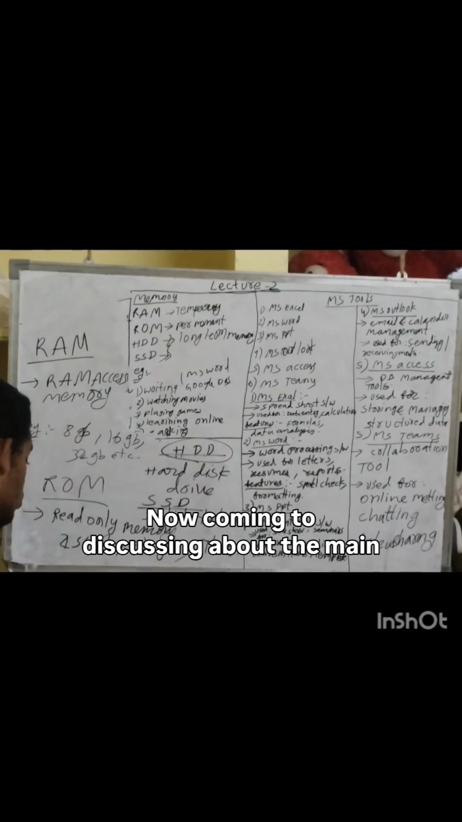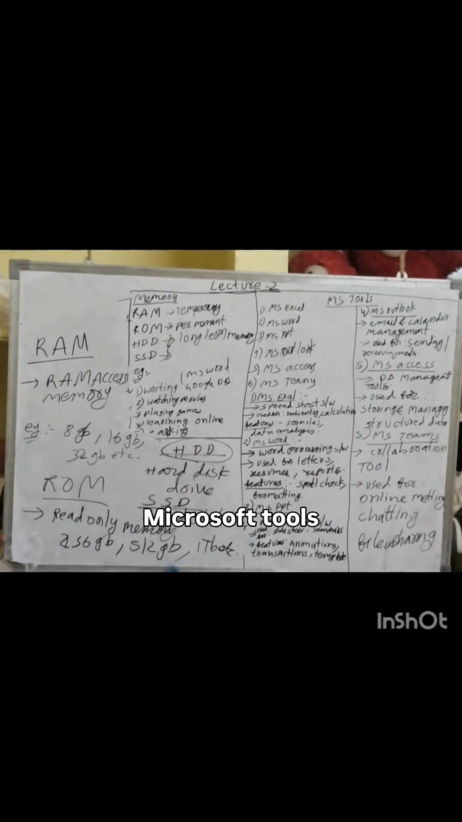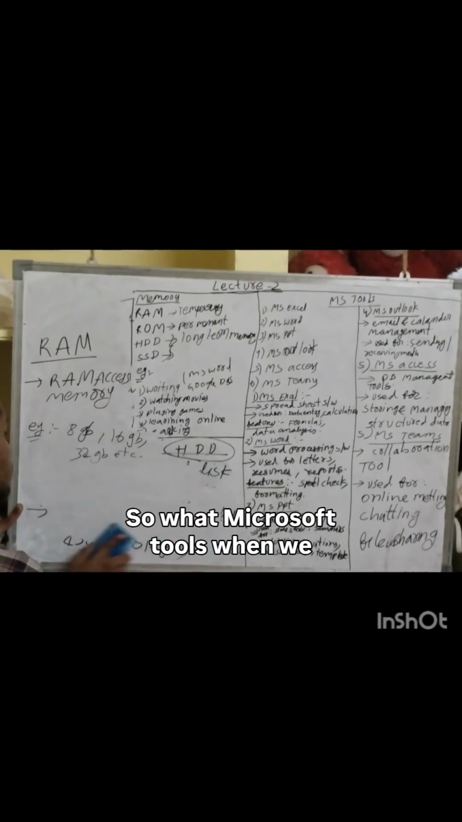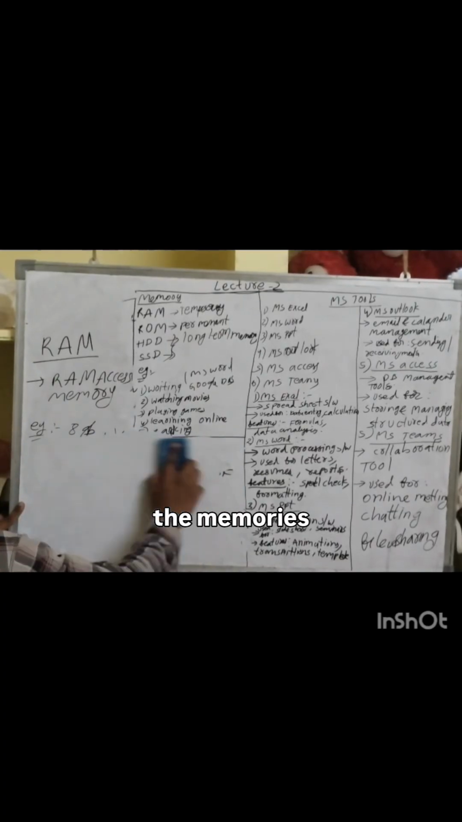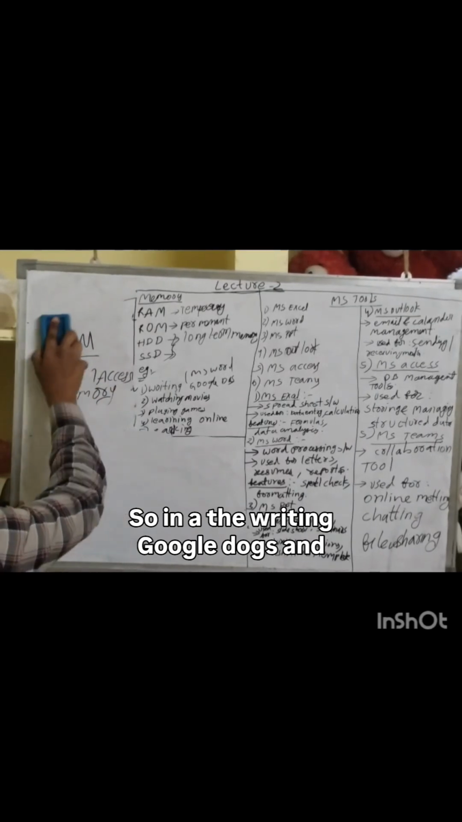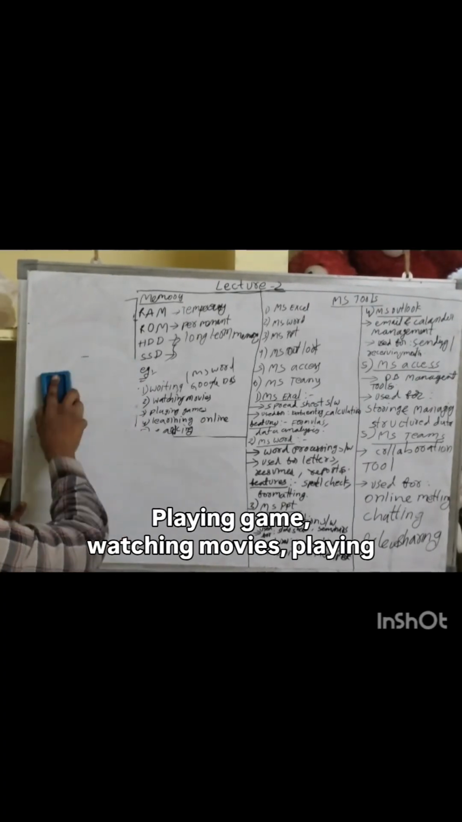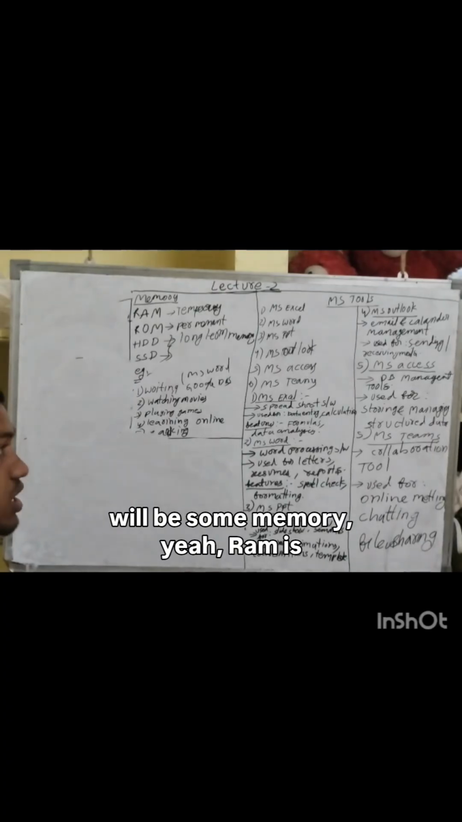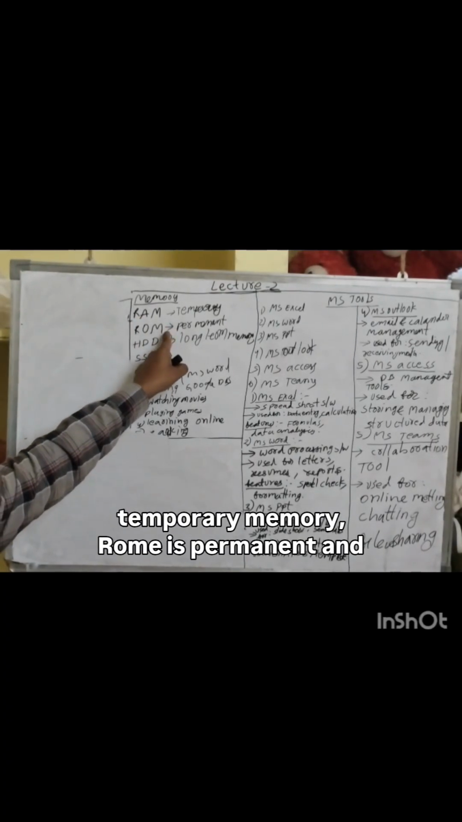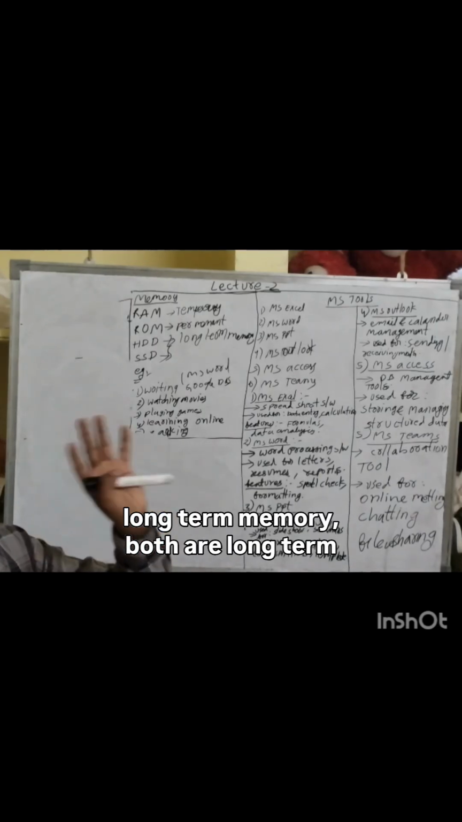Now coming to the main concept, that is MS tools, Microsoft tools. What are Microsoft tools? When entering the Microsoft tools, let's discuss some examples of memory: writing Google Docs, playing games, watching movies, and online banking, all use some memory. RAM is temporary memory, ROM is permanent, and HDD and SSD are long term memory. Both are long term memory only.